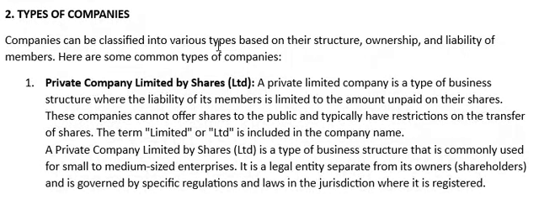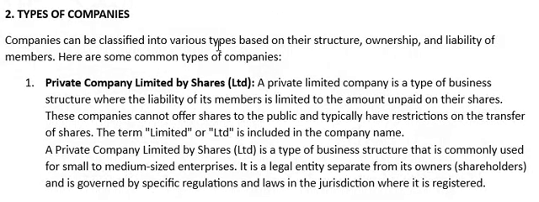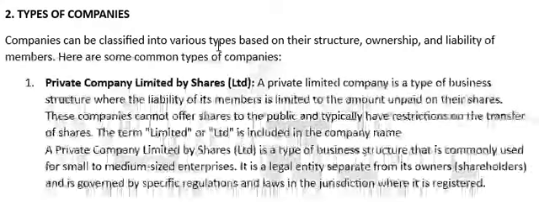The first type of company that we're going to learn about today is the private company limited by shares. Now, a limited company is a type of business structure where the liability of its members is limited to the amount unpaid on their shares. You've got to understand that these companies cannot offer shares to the public, and typically they may have restrictions on the transfer of shares.